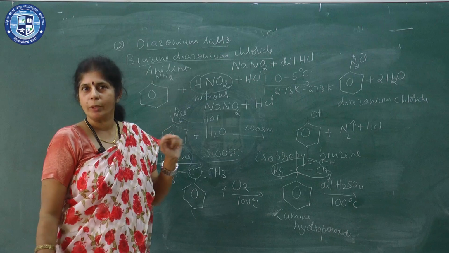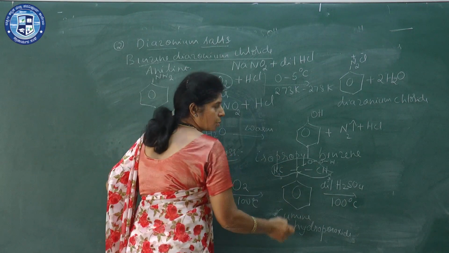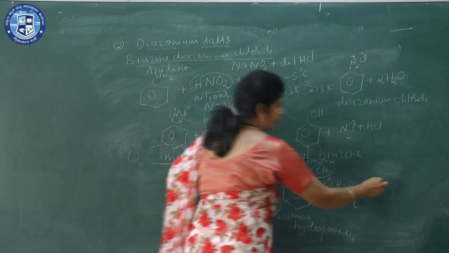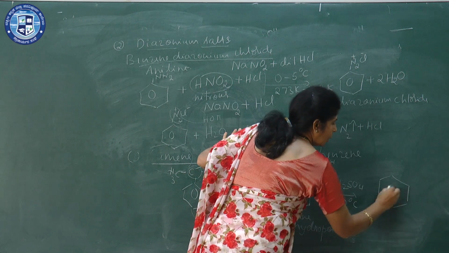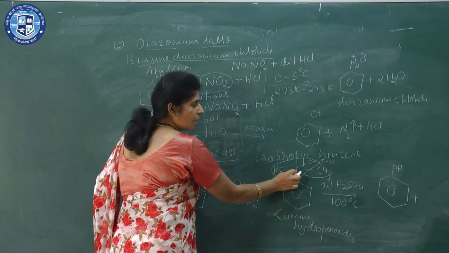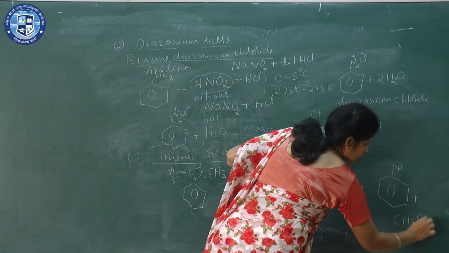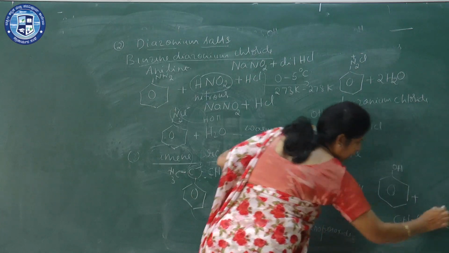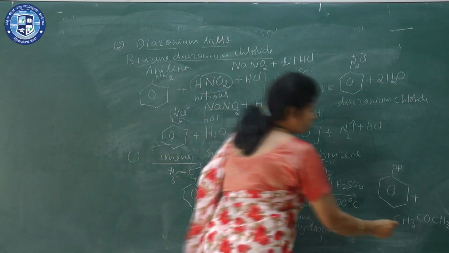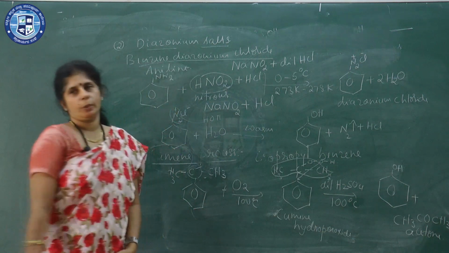Again, this is a way to remember how to write the equation without mistakes. This much is removed and the OH group links to the ring structure. Okay, so this will be OH, plus this one, CH3COCH3. So we get CH3COCH3, a very important byproduct, what is called acetone or propanone. We get acetone or propanone, right?